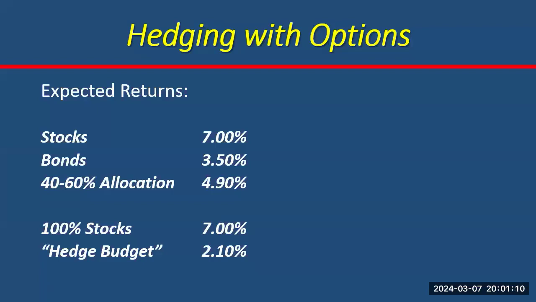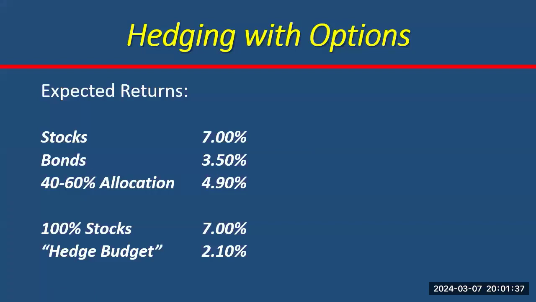Is it possible they could put 100% in stocks and use the option market to spend 2.1% and come up with that same 4.9% expected return, but with less risk? Is that possible? Have your grandparents done the math on that yet? So that's my question. Can the option market give us a return equal or higher to what you can do with stocks and bonds, but with less risk?